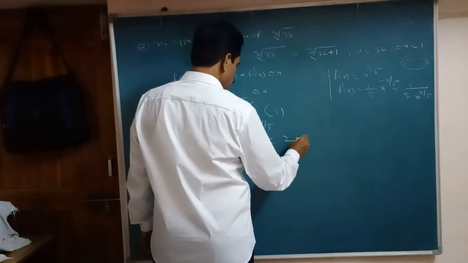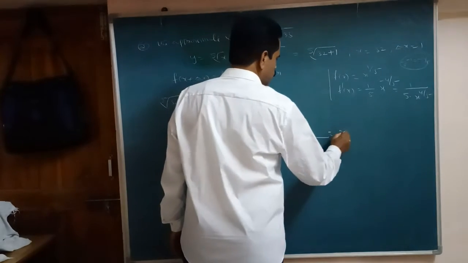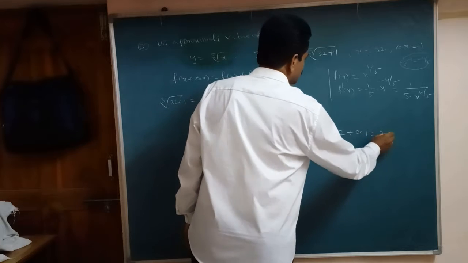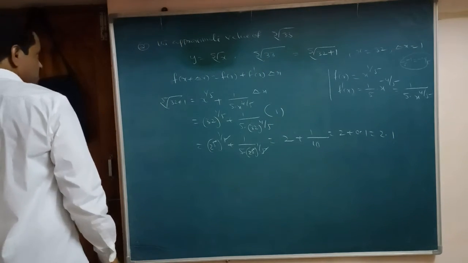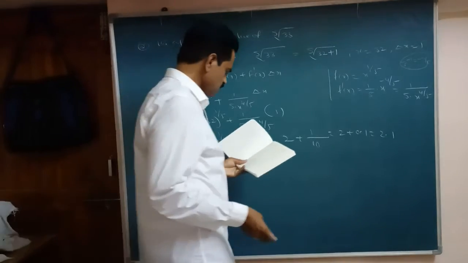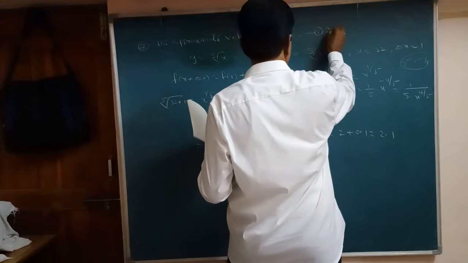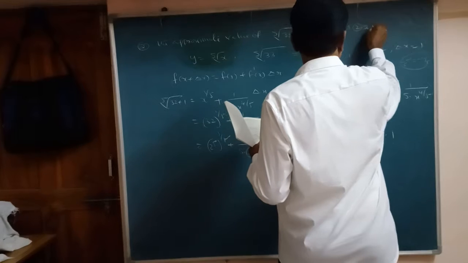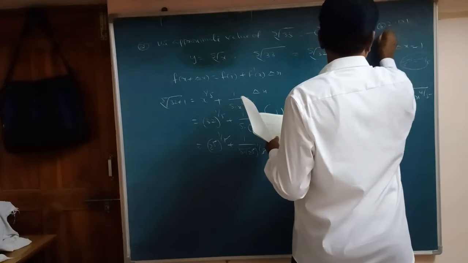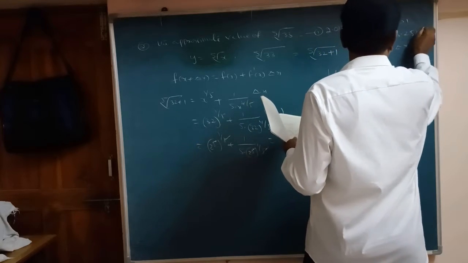So that equal to 2 plus 1 by the remaining, 2 into 5, that is 10. That equal to 2 plus 0.1. How much is it here? 2.1. So options given here. Observe here, the options: first option 2.0125, second option 2.1, third one 2.01, fourth one 3.258. Which is correct here? 2.1. So option 2 is correct.